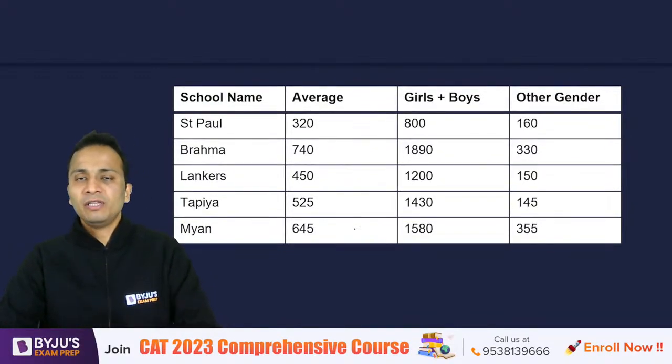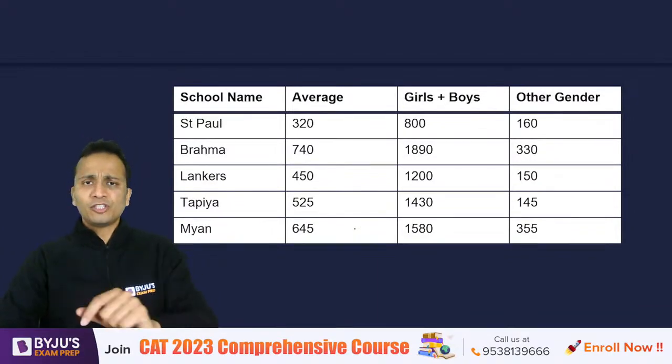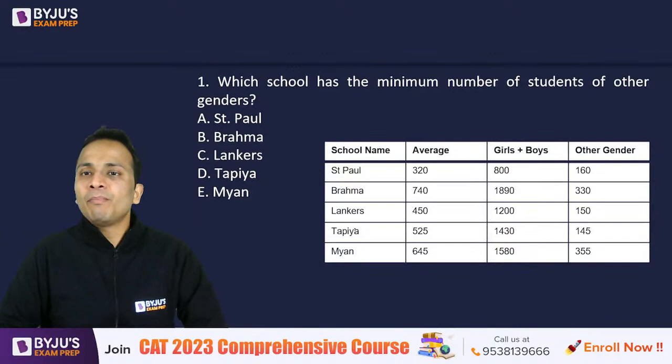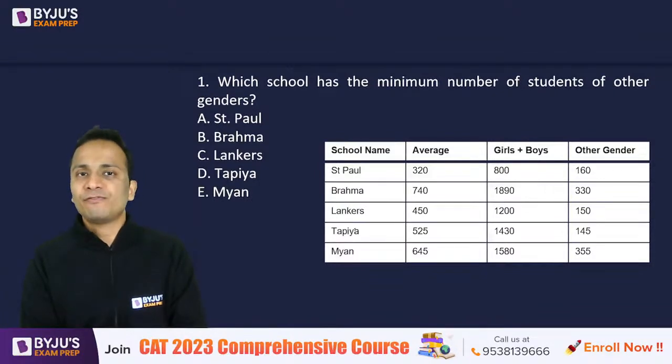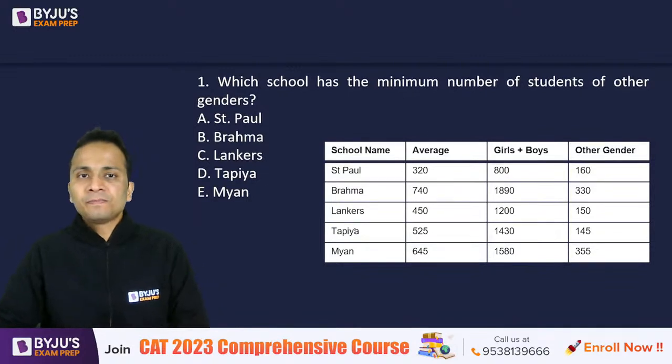So this is the table now we have in our hand, and let's move on to the first question. The first question based on this set on your screen now. Now, first question is, which school has the minimum number of students of other genders? Now, based on this table, I can now quickly find the answer for this question. So I'll wait for a few seconds. Let's see.